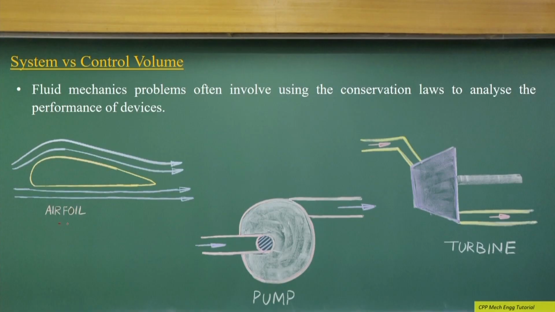Now, let us discuss system versus control volume. What is a system? What is a control volume? And how do you simplify fluid mechanics problems? Now, if you look at it, there is an airfoil, a pumping system and a turbine system. Okay. We can define a system and a control volume to solve these problems, to know the performance of the pumping system or the turbine system or the airfoil. Okay. It is a very basic concept of the airfoil used for designing any aircraft.